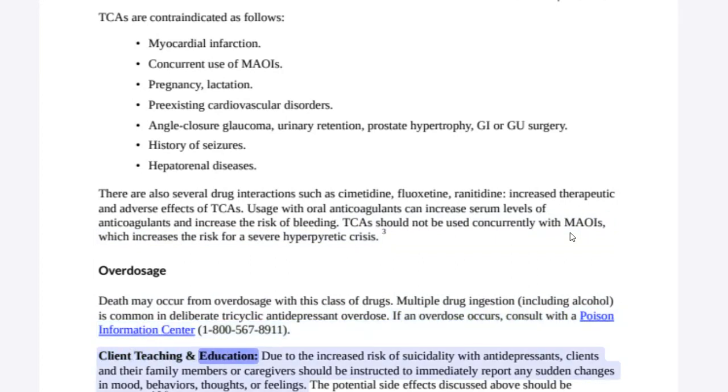Client teaching and education. Due to the increased risk of suicidality with antidepressants, clients and their family members or caregivers should be instructed to immediately report any sudden changes in mood, behaviors, thoughts, or feelings. The potential side effects discussed above should be reviewed. Table 8.7 provides a closer look at this medication and compares TCAs with other classifications of antidepressants. Selective serotonin reuptake inhibitor. Selective serotonin reuptake inhibitors are second-generation antidepressants and have fewer side effects than TCAs and MAOIs. Fluoxetine and citalopram are commonly used SSRIs. Mechanism of action.